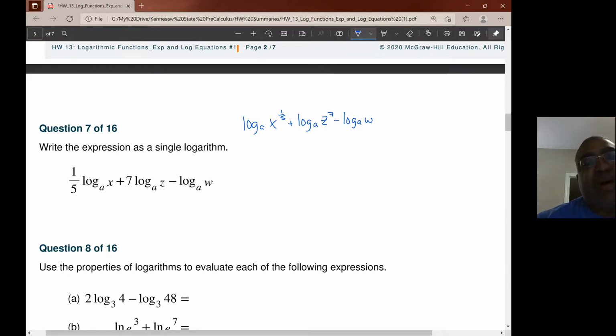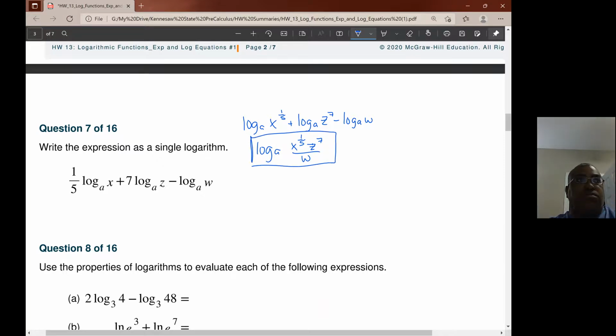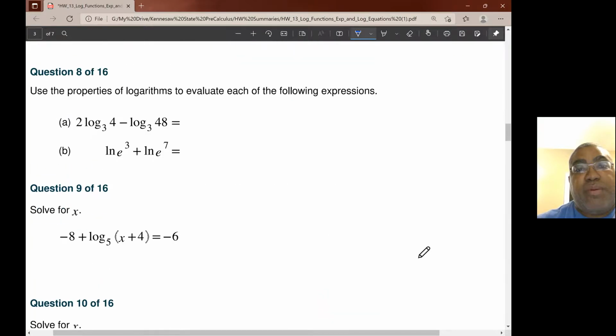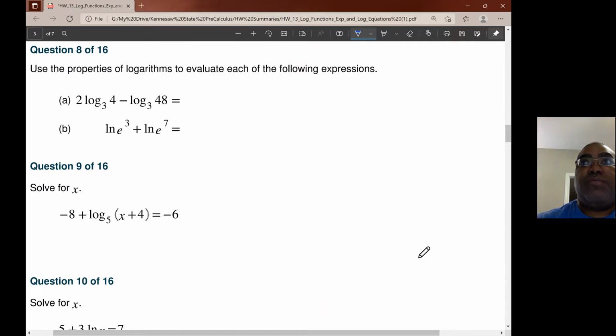Now, everything that's positive goes in the numerator. Everything that's negative goes in the denominator. So log base a of x to the 1/5 times z to the 7th over w. Two steps. Maybe I should put parentheses around these, but it means the same thing. We're zooming through these pretty well. Problem number 8. Let's continue.